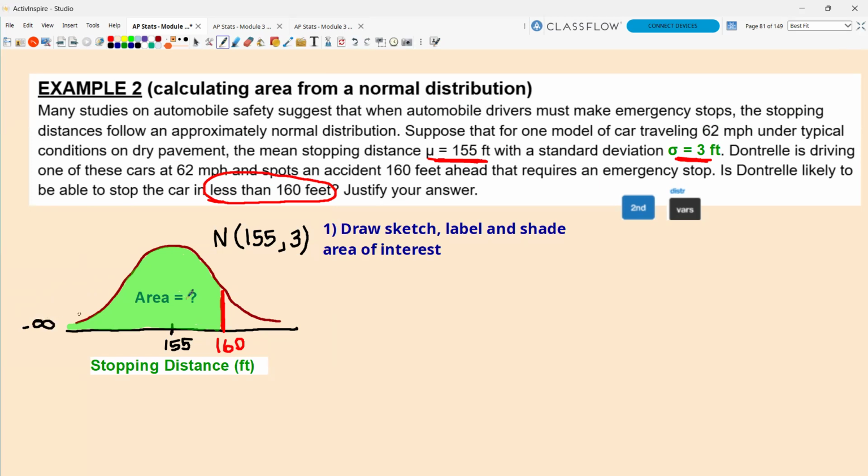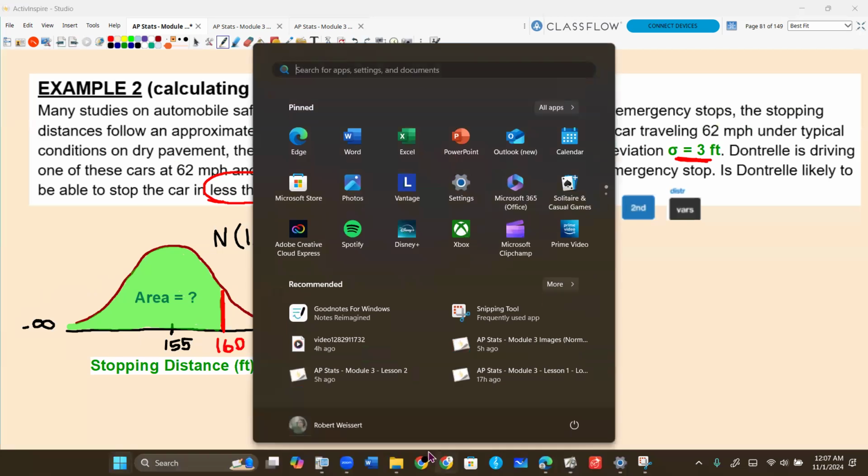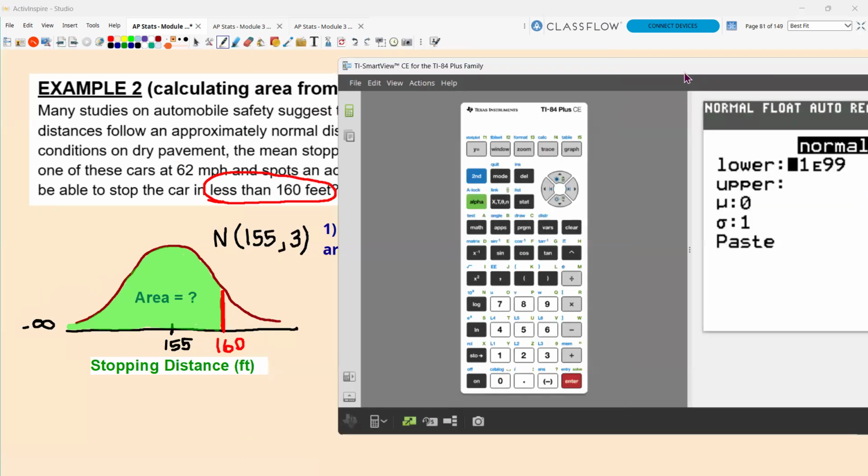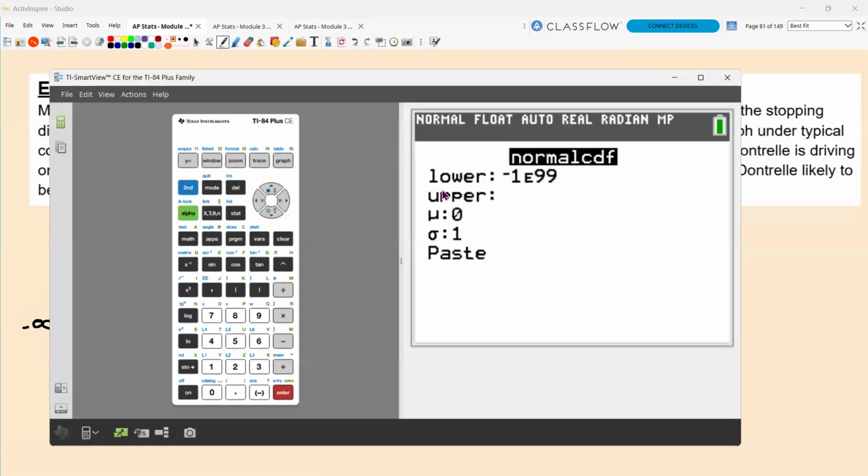We have to be able to represent that in the calculator, and we can't really do that. So what we do is we mimic negative infinity, and your calculator, if the memory's cleared, might say negative 1e99. So you can leave it like that. If it's not there, you can just say negative 999, or you can type negative 1e99 if you want. As long as you have a sufficiently low negative number, that'll represent negative infinity. The upper bound will be whatever your boundary value is, so it's going to be 160.